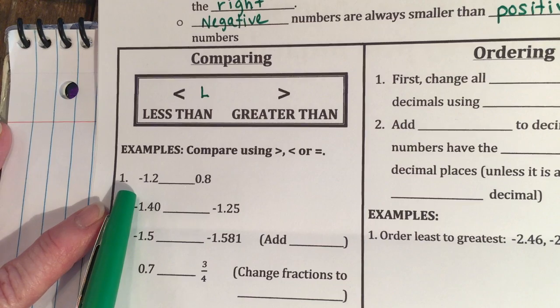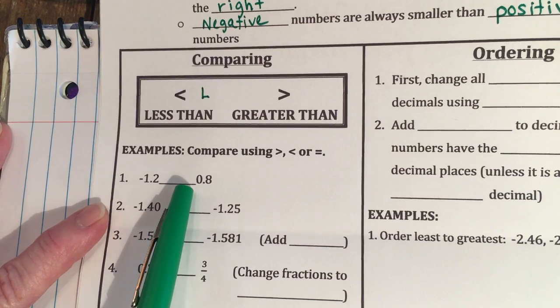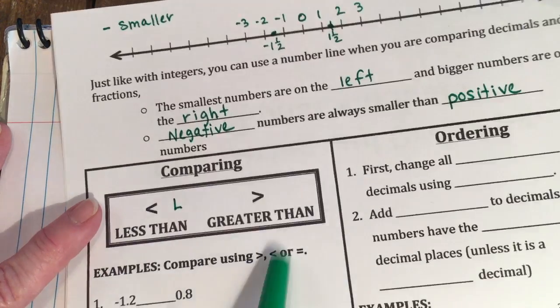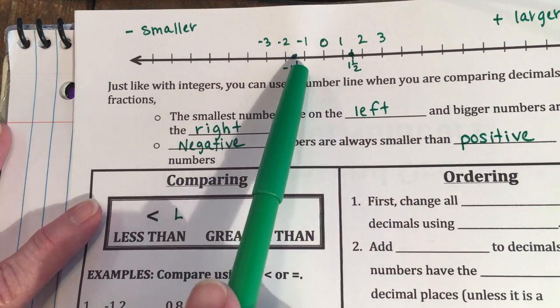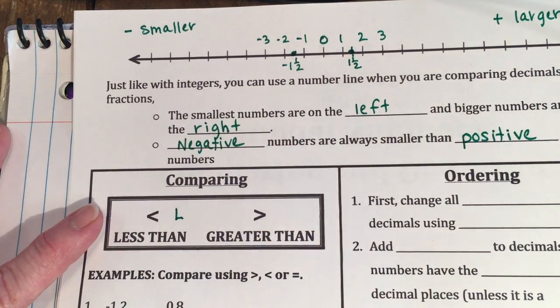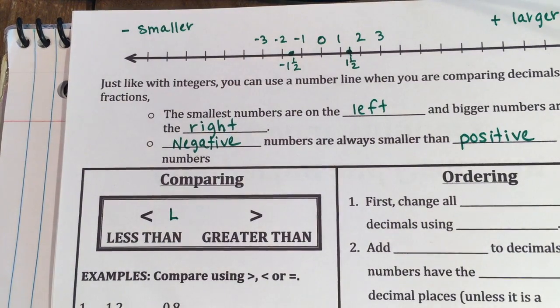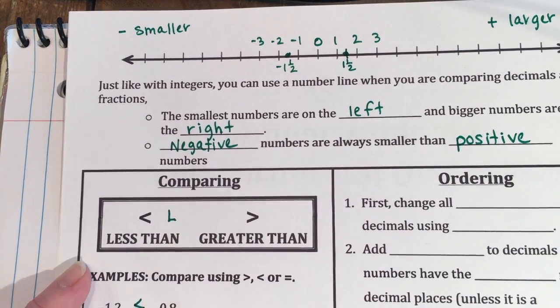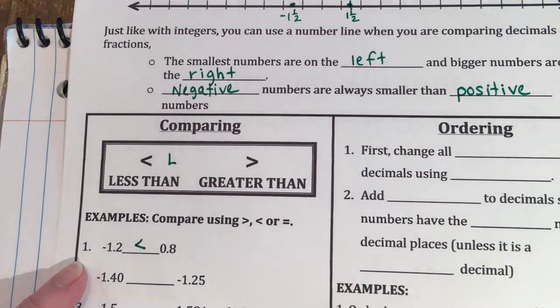So in the first example, -1.2 and 0.8. You can look at a number line and decide, where's -1.2? Well, that's going to be over here because it's negative. Where's positive 0.8? Well, that's going to be over here because that is positive. So we would want to use what in this case? Negative is less than positive, so less than looks like that. Oops, sorry, couldn't see that.